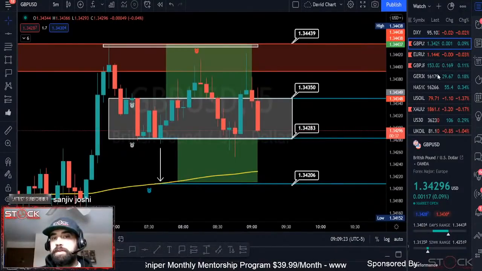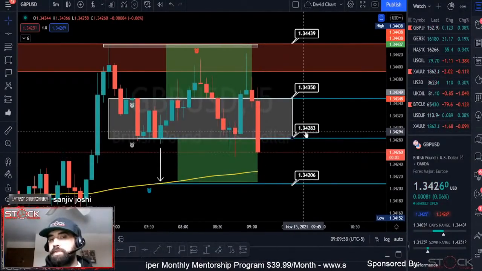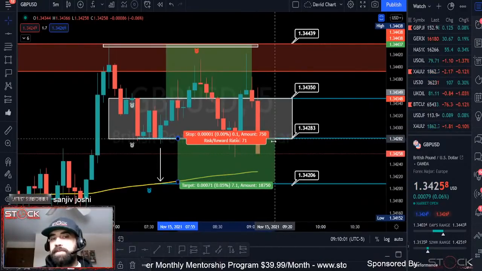Okay, there's GU pumping into the overall 34283 area. It's already been set, guys. Let's see if it's going to have a continuation now.